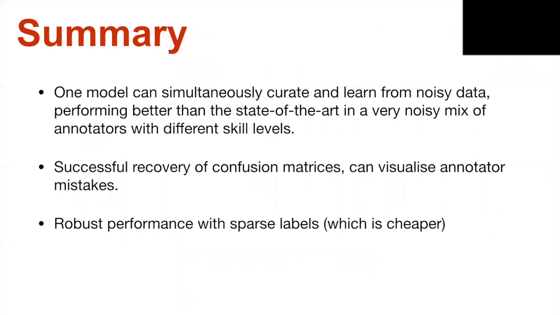So, summary. We've shown that one model can simultaneously curate and learn from noisy data, even with a diverse set of annotators. And successful recovery of confusion matrices can also visualize annotators' mistakes. And thirdly, it presented robust performance with sparse labels, which is much cheaper in practice.